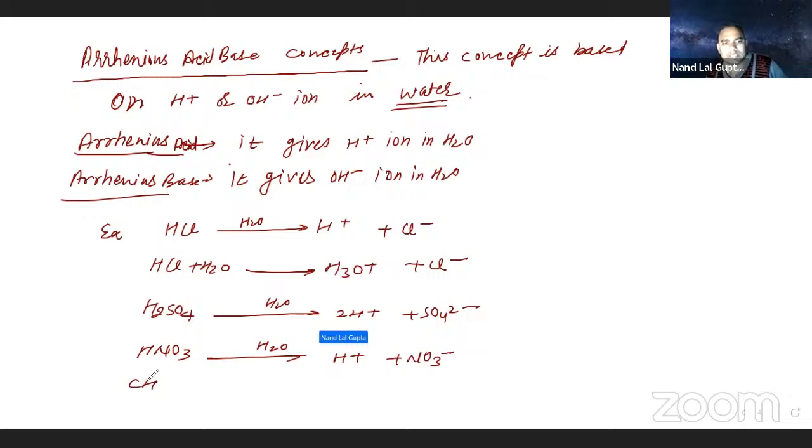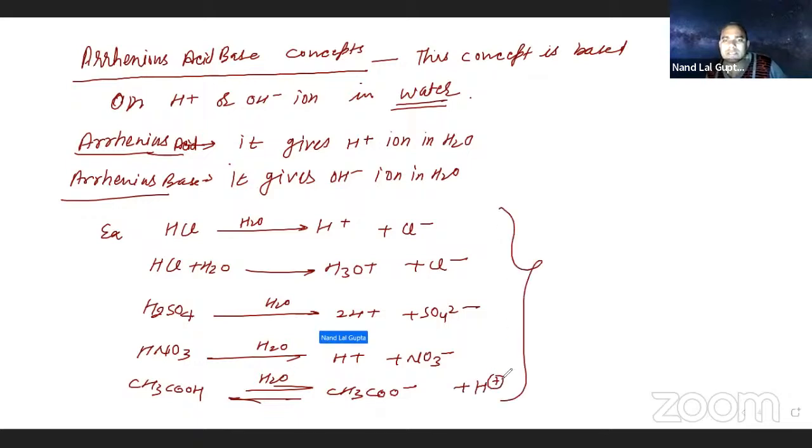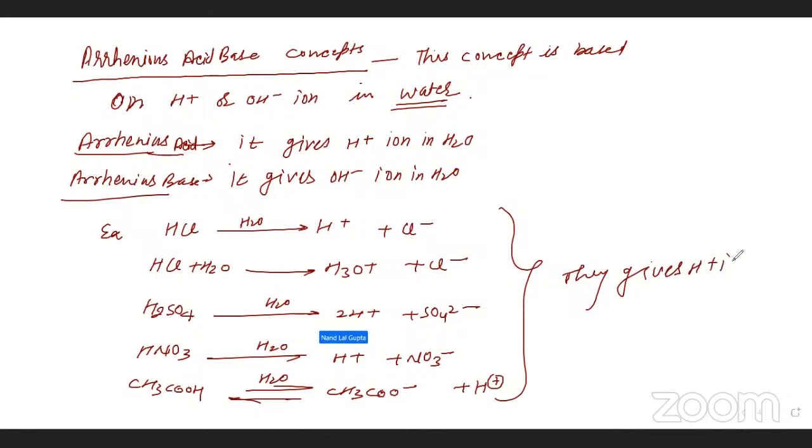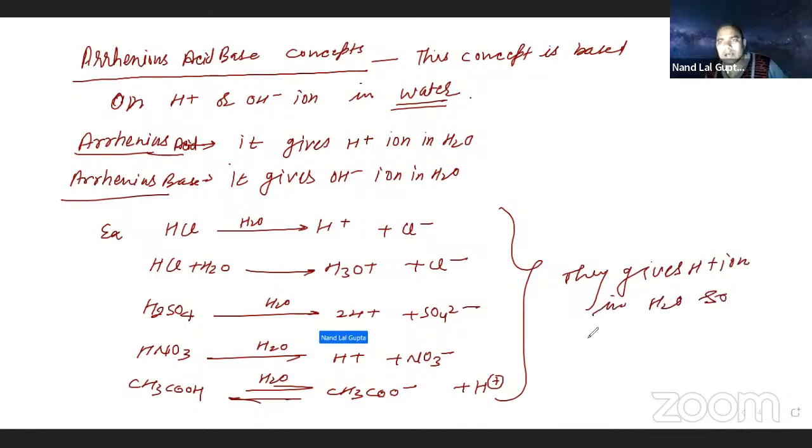If it is CH3COOH, it will ionize reversibly because it is a weak acid. So it will give CH3COO minus plus H plus. So all are Arrhenius acids because they give H plus ion in water.